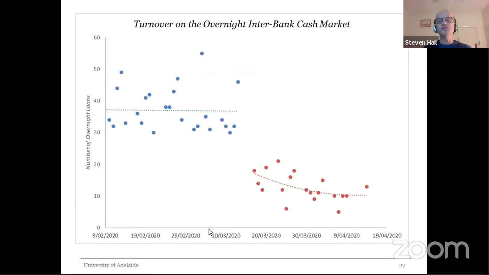You can see what's happened to the number of transactions taking place on the overnight interbank market. Prior to quantitative easing, there were nearly 40 transactions taking place a day. There were over 100 authorised deposit-taking institutions in Australia, and some of them, remember, would have had excess exchange settlement account funds. Others would have been short of exchange settlement account funds, and these are transactions taking place each day where banks with excess funds were lending to banks with a shortage of funds.